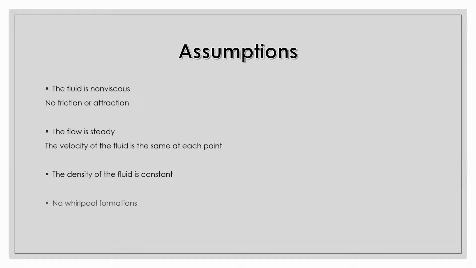The fourth assumption is that no whirlpools will form in the fluid, as whirlpools will affect the speed of the fluid and the rate of flow, and will completely ruin your calculations. It's also very hard to predict them. Therefore, we will restrict our calculations to scenarios where they don't form.